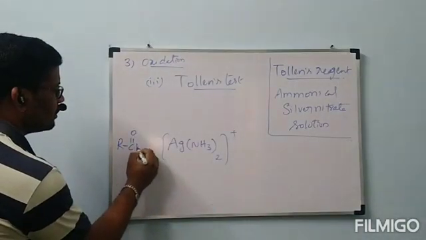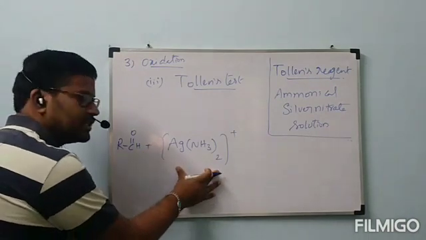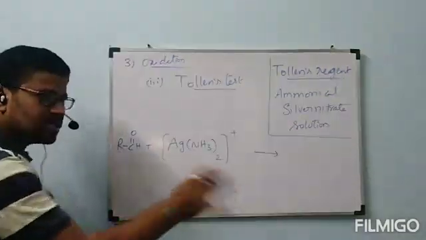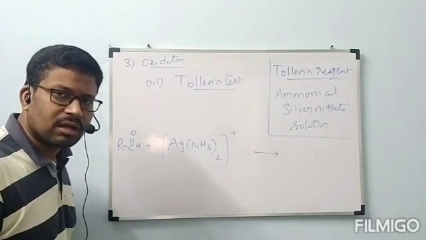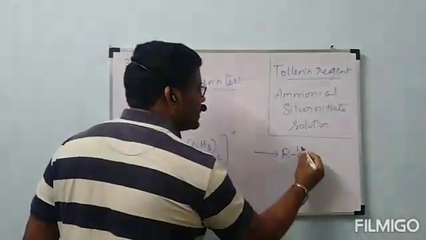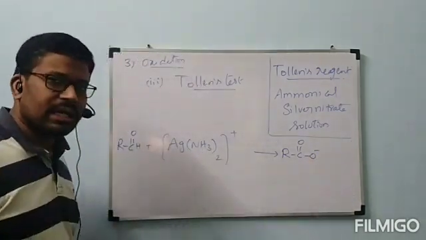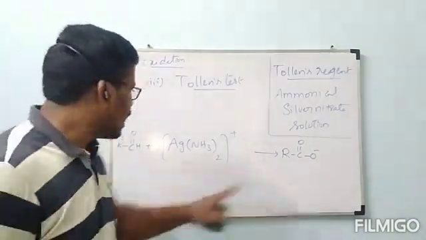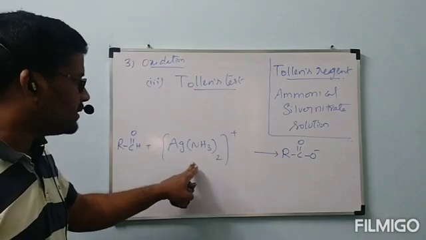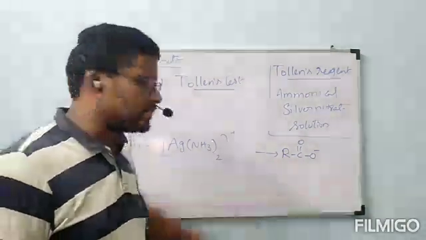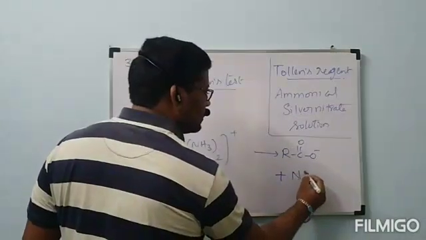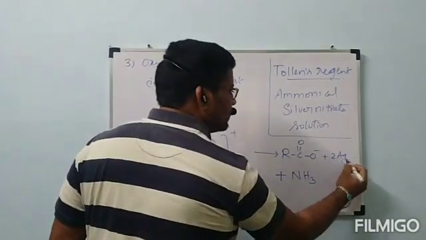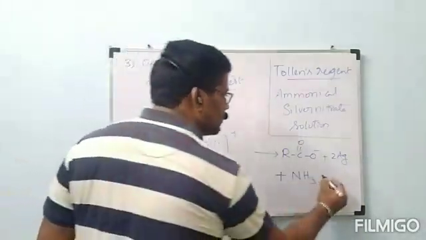RCHO will undergo reaction with Ag(NH3)2 plus complex. This aldehyde will undergo oxidation to form carboxylic acid. RCOO minus, carboxylate ion is formed. Carboxylate ion or carboxylic acid, both are the same only, no problem. RCHO plus Ag(NH3)2 plus reacts to form RCOO minus plus NH3 plus 2Ag plus H2O.